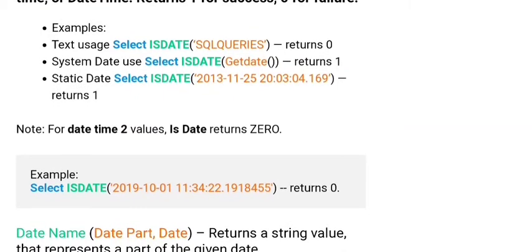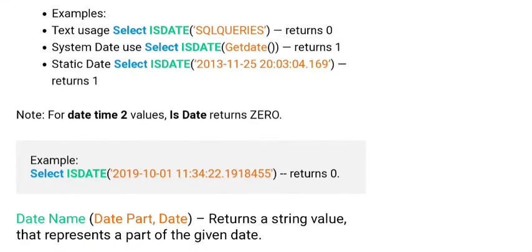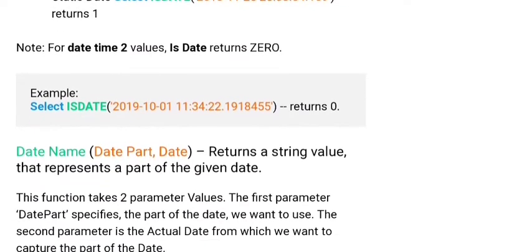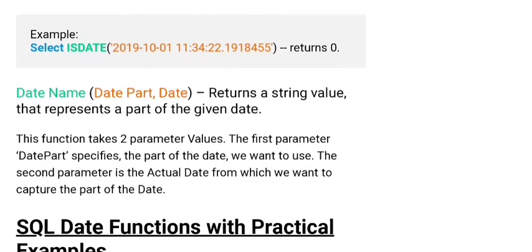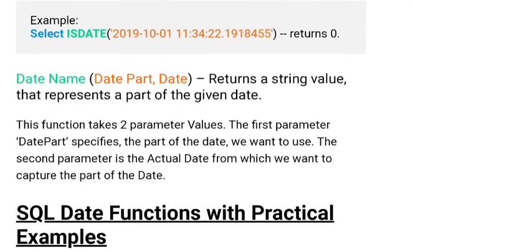One more thing to keep in mind here: when you are passing date2 format, it returns 0. It's not considered as a date. And the datename function, it returns a single value.